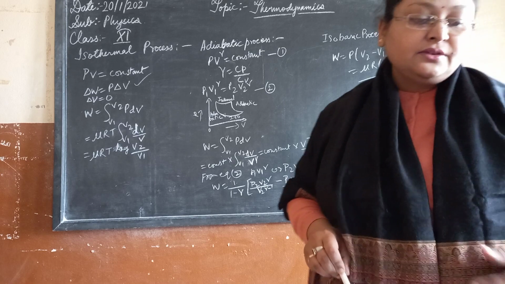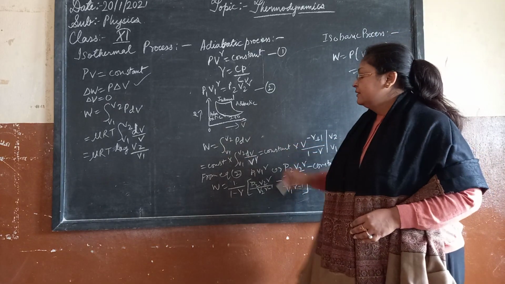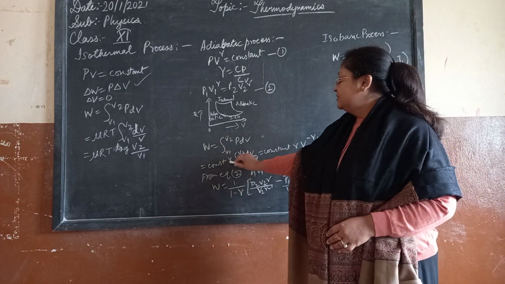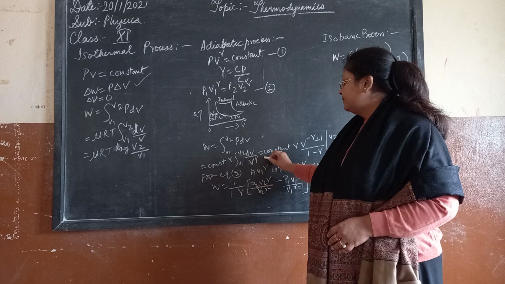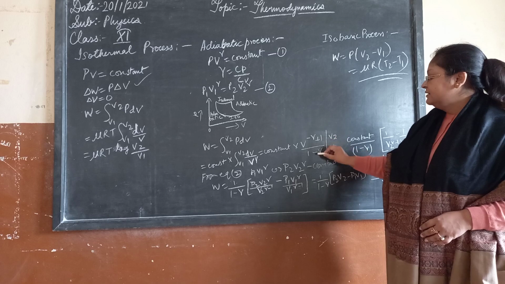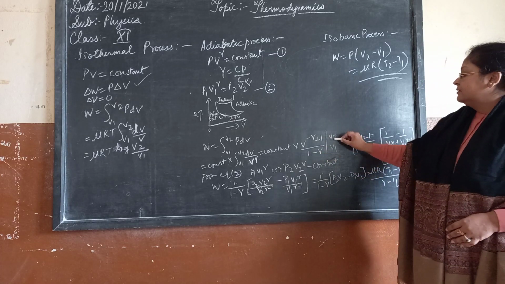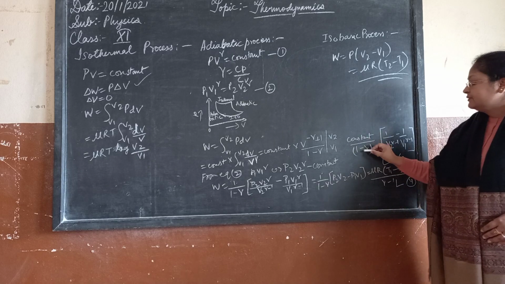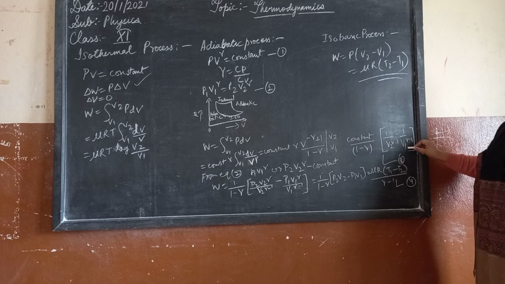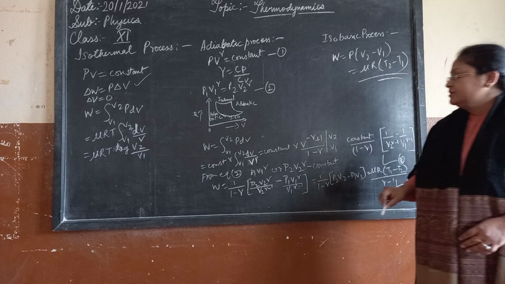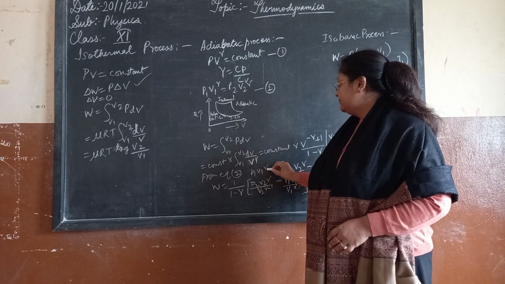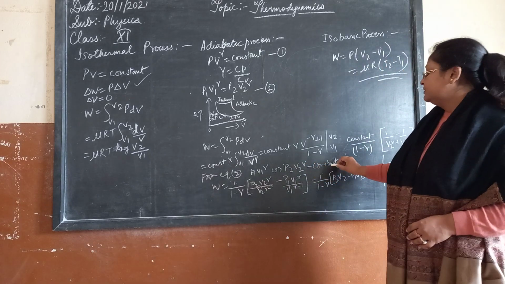W is equal to the integral from V1 to V2 of P dV. Then we have the constant into the integral of V to the power minus gamma dV, which is the constant times V to the power 1 minus gamma upon 1 minus gamma, between limits V1 and V2. That gives the constant upon 1 minus gamma times 1 upon V2 to the power gamma minus 1 minus 1 upon V1 to the power gamma minus 1. Now from equation number 2, P1 V1 gamma or P2 V2 gamma is equal to a constant.